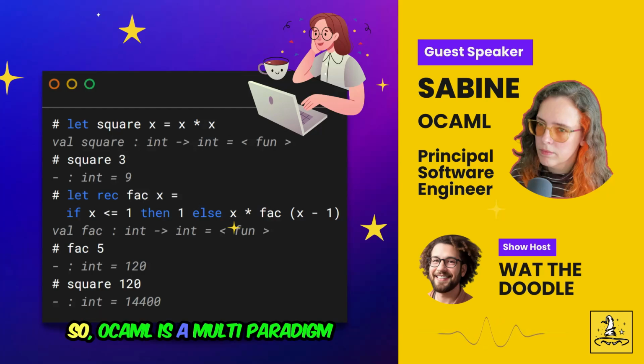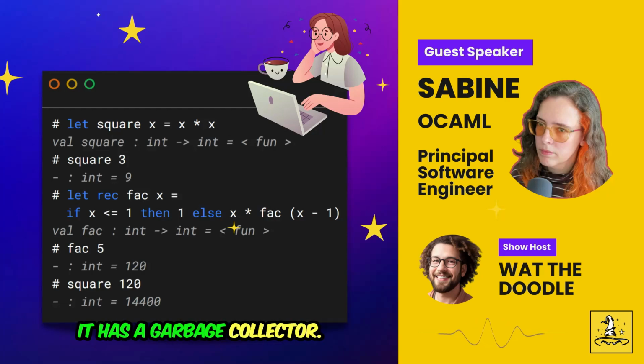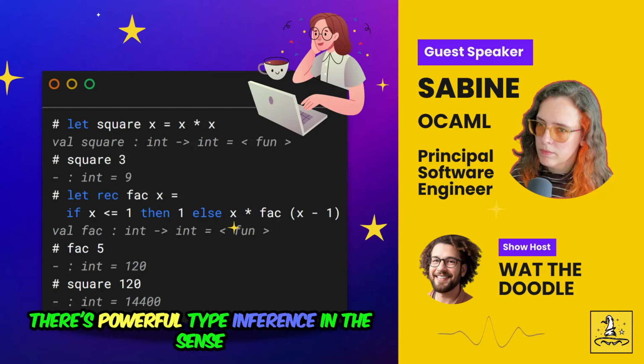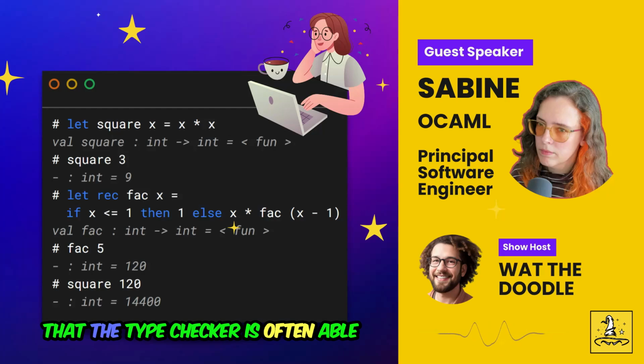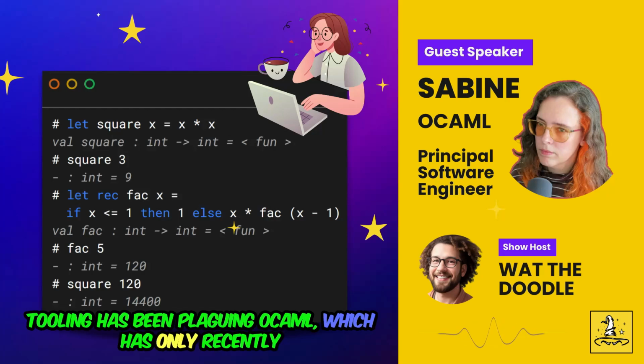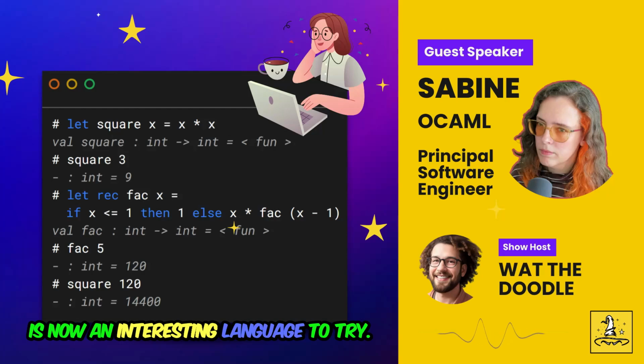So OCaml is a multi-paradigm language that is primarily functional. It has a garbage collector. Values are immutable by default. There's powerful type inference, in the sense that the type checker is often able to figure out the types by itself. It's been around since 1996, but lack of tooling has always been plaguing OCaml, which has only recently gotten a lot better, to the point that OCaml is now an interesting language to try.